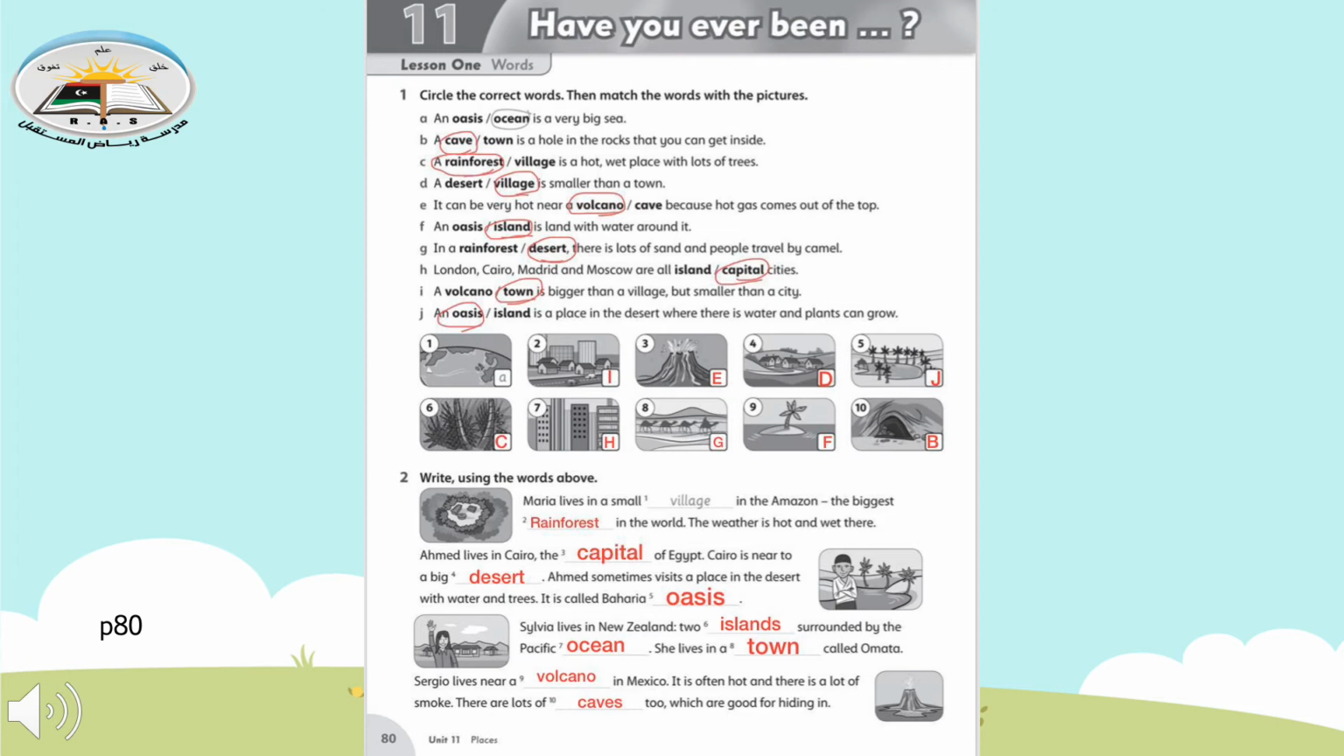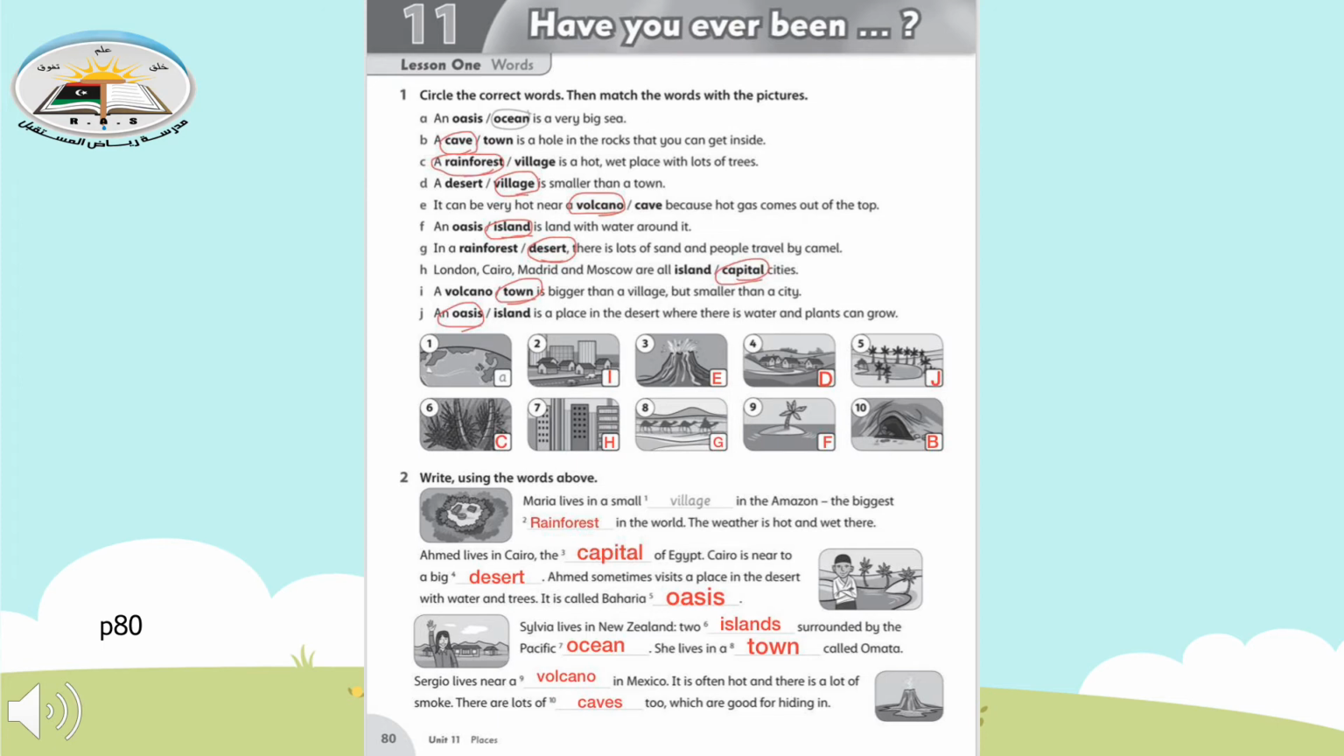The biggest rainforest in the world. Number 2, the answer is rainforest. The weather is hot and wet there. Ahmed lives in Cairo, the capital of Egypt.